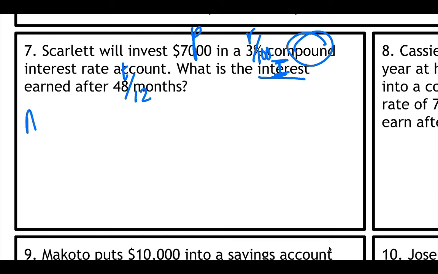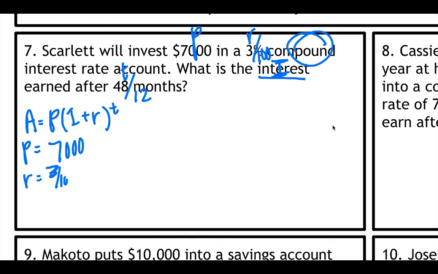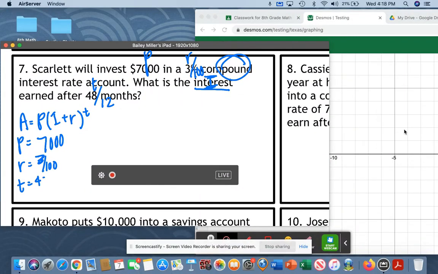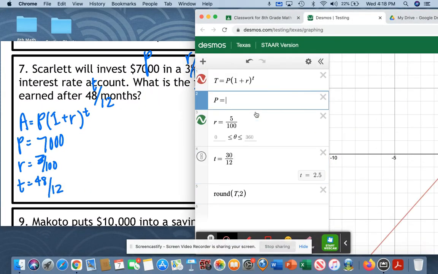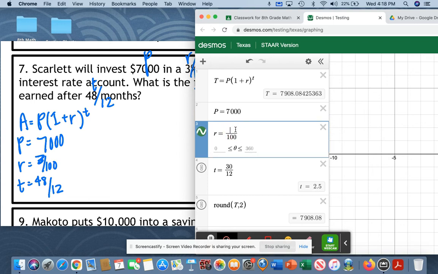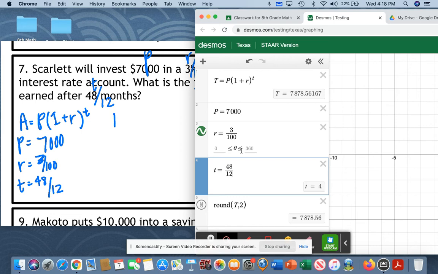So compound. I still have to do A equals P(1 plus R) to the little t. P is 7,000. R is 3 over 100. And T is 48 over 12. That's 4, just so you know. So 7,000, 3, and then 48 divided by 12. So we get $7,878.56. A was 7,878.56. Okay, but that's also our total.